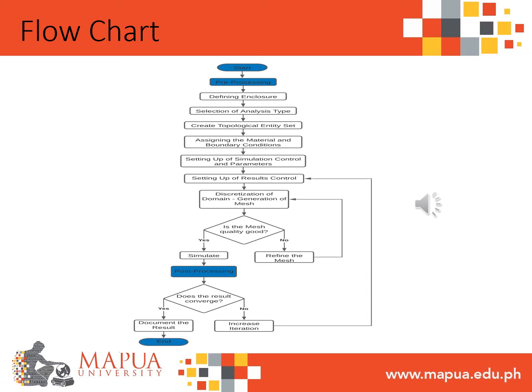When there is already a result, we can proceed to the post-processing stage. In this stage, we can validate if the solution of the simulation will converge. If it converges, then we will document the results, else we will just increase the number of iterations.